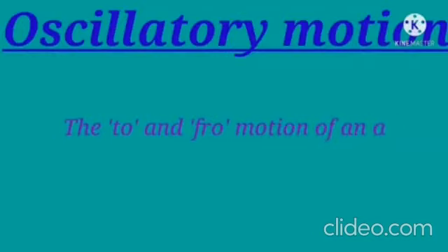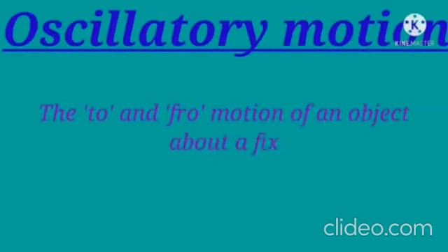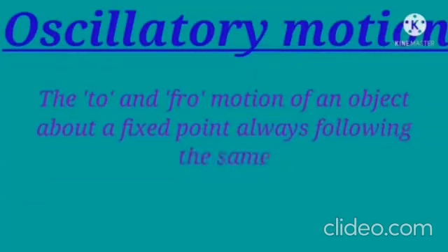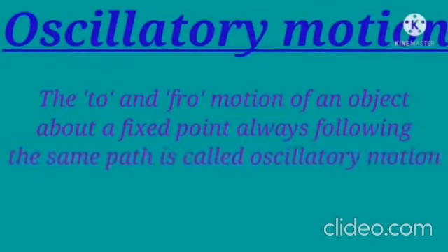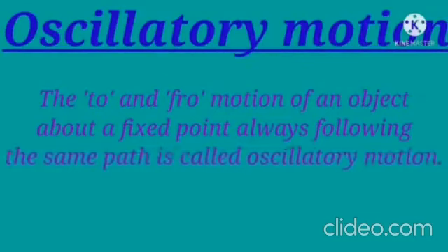Next we will learn about oscillatory motion. The to and fro motion of an object about a fixed point, always following the same path, is called oscillatory motion. In this motion, objects move backward and forward or upward and downward on either side of a fixed point.